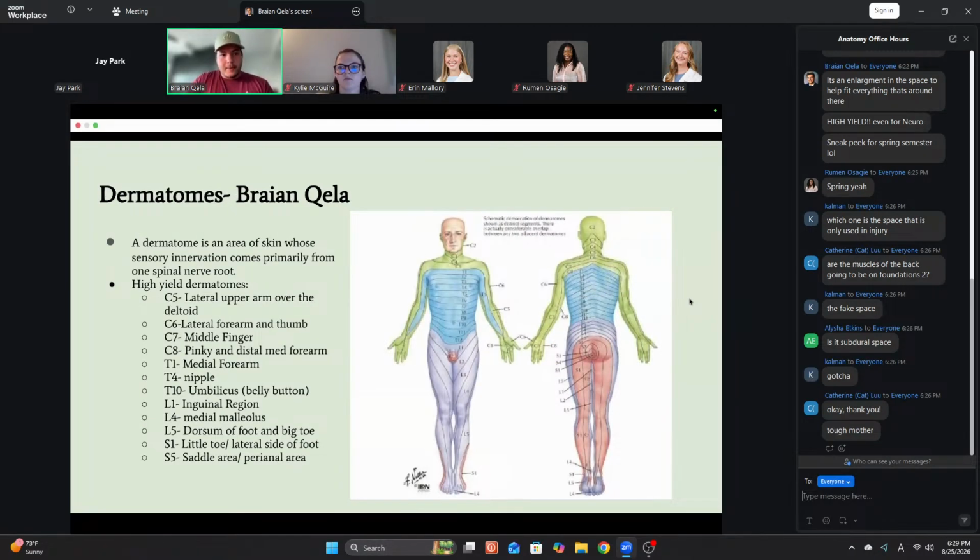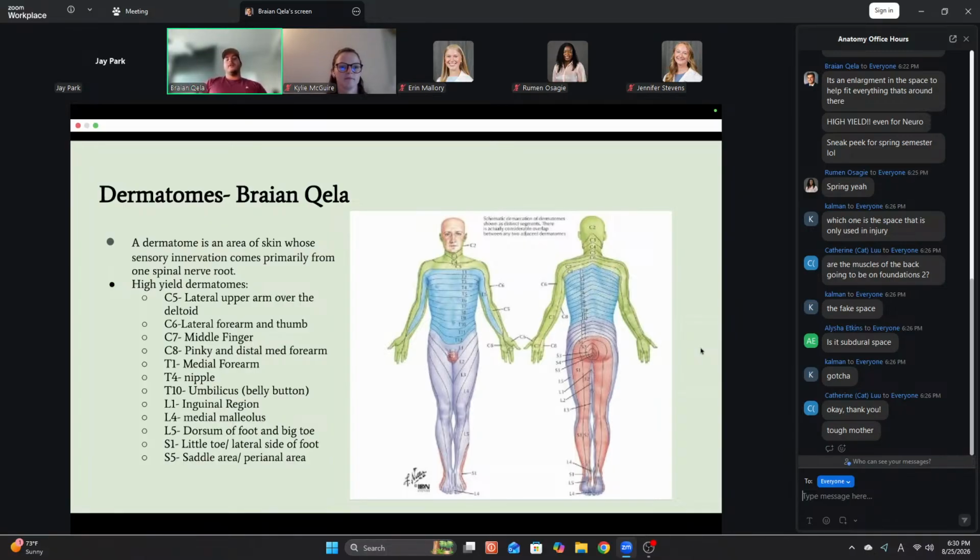And then we'll go ahead and talk about dermatomes. So what exactly is a dermatome? It's an area of skin where the sensory innervation primarily comes from one spinal nerve root. I listed off all of the high yield dermatomes because technically we have a dermatome for the whole body, right? And the reason we have these dermatomes the way they are is due to embryology. I think you either learned this this week or will next week with the embryology of the musculoskeletal system.